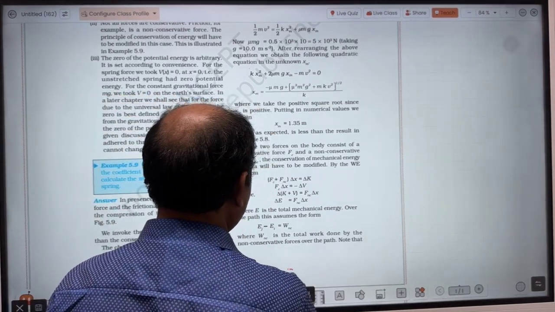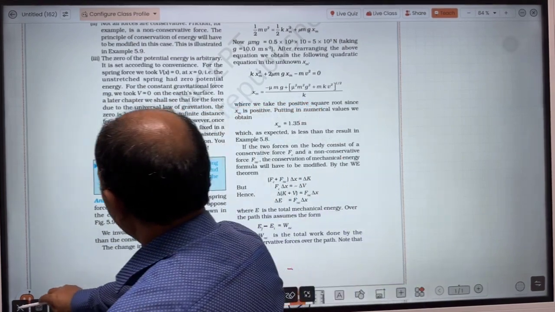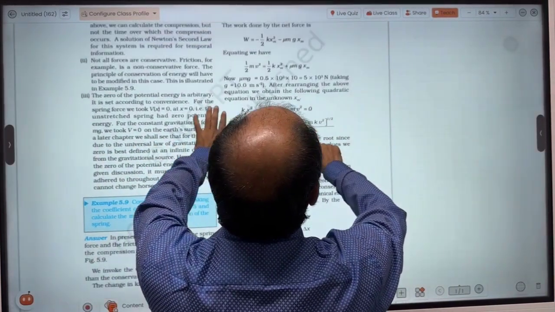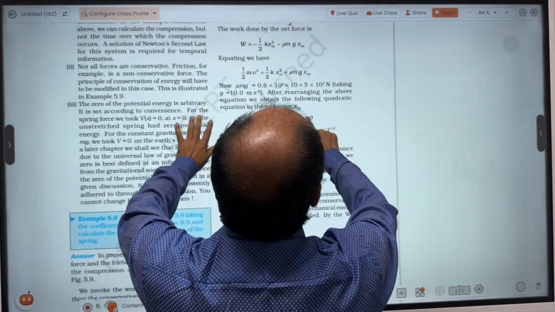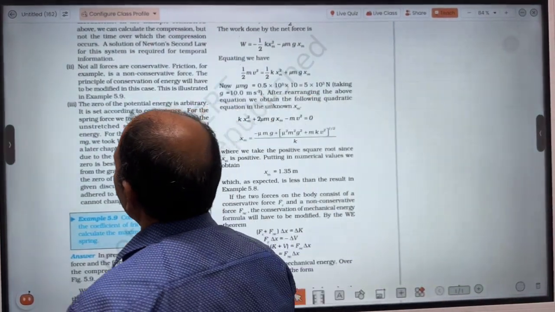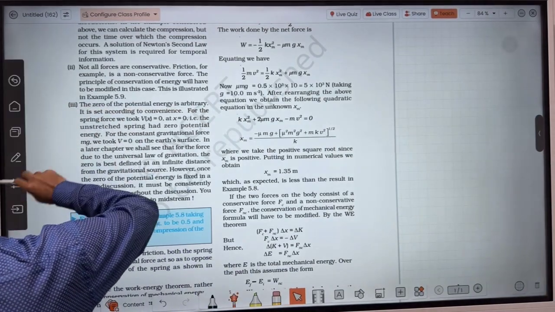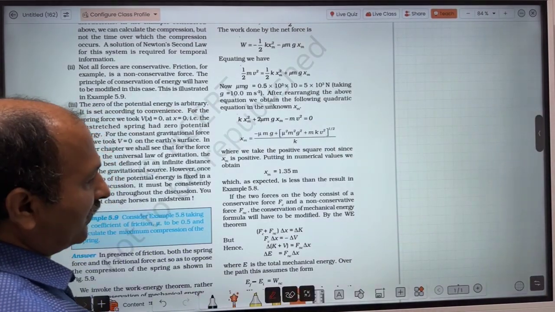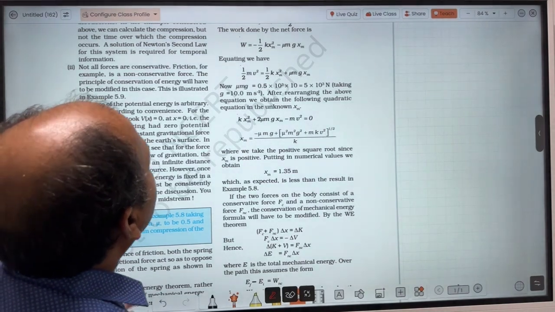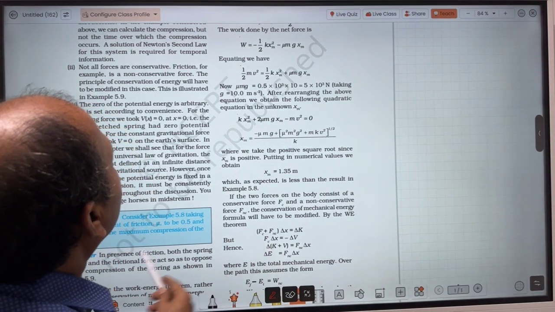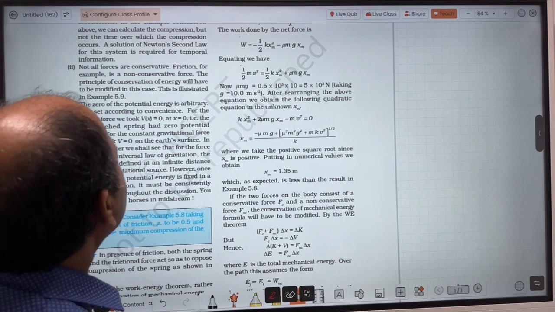So if we take into consideration the friction also, in that case, what will happen? The compression will be less. The logic is very simple because in that case there will be a force that will reduce the total energy.